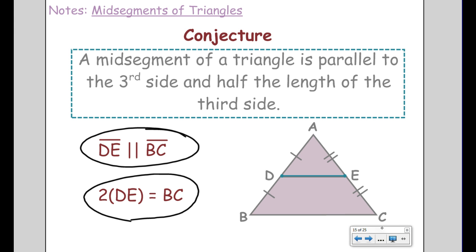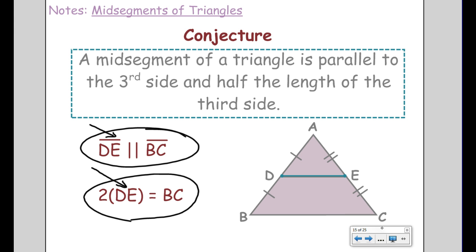How come I put bars over it here, but I didn't put bars over it there? Who knows the answer to that? Why did I intentionally put a bar over DE and BC here, but there is no bar over them there? Did I leave it off by accident? Brett? Because 2 of DE equals BC. Yes, but how come I didn't put segment bars? No one knows? No, that's not really the reason.